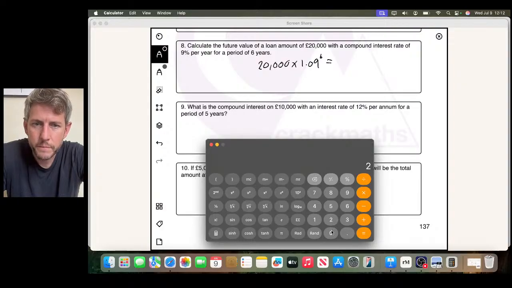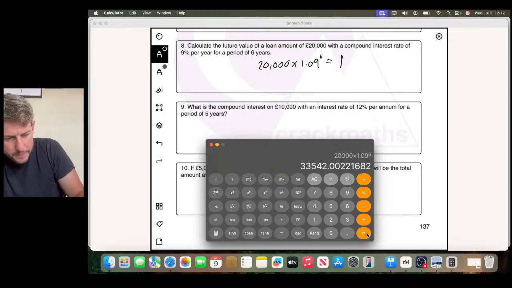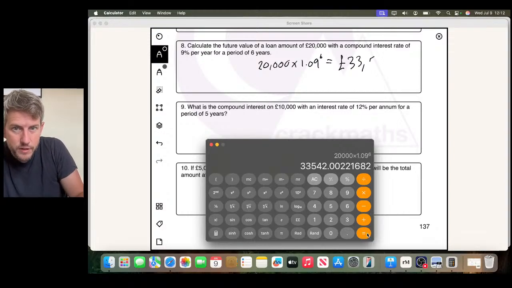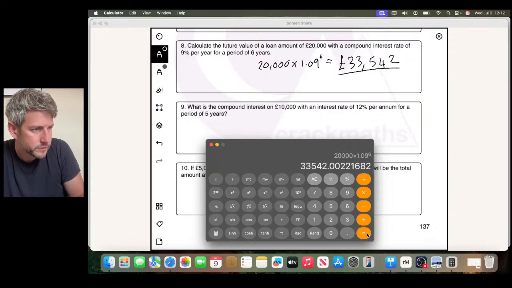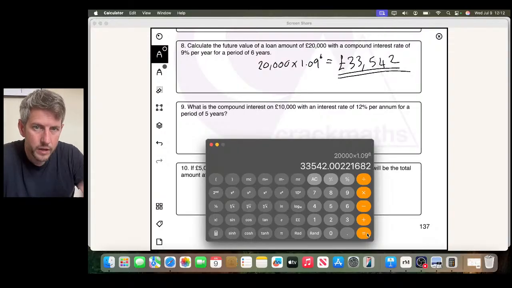So here we go. 20,000 times 1.09 to the power of 6, and you'd have to pay back 33,542. Okay, and then that's 0.00.